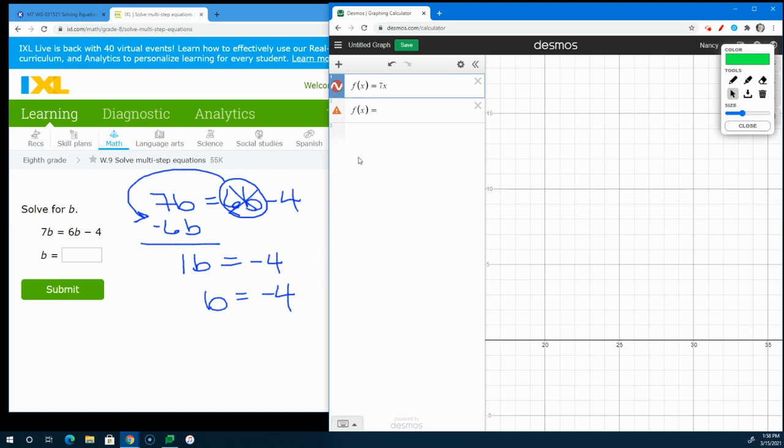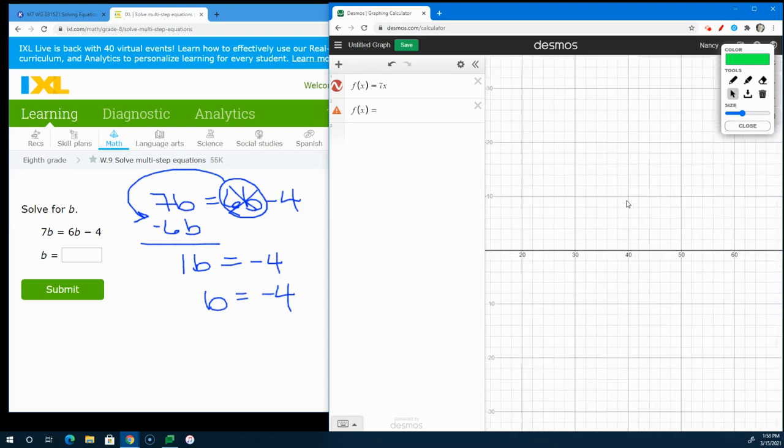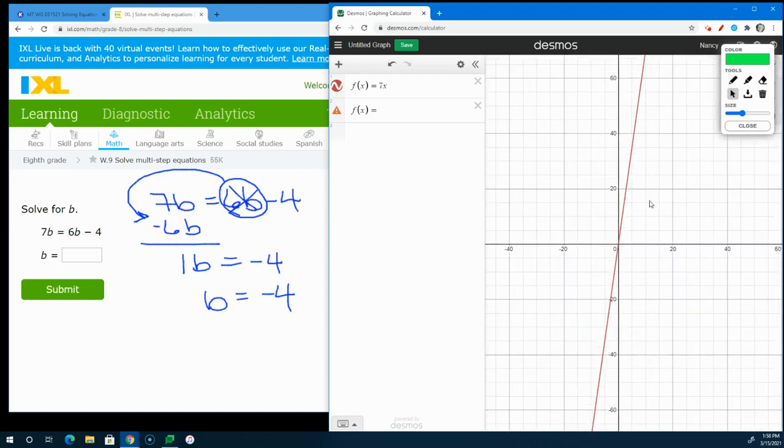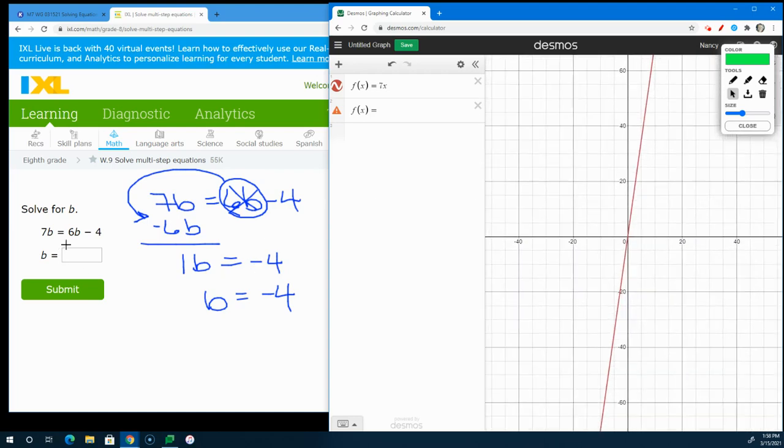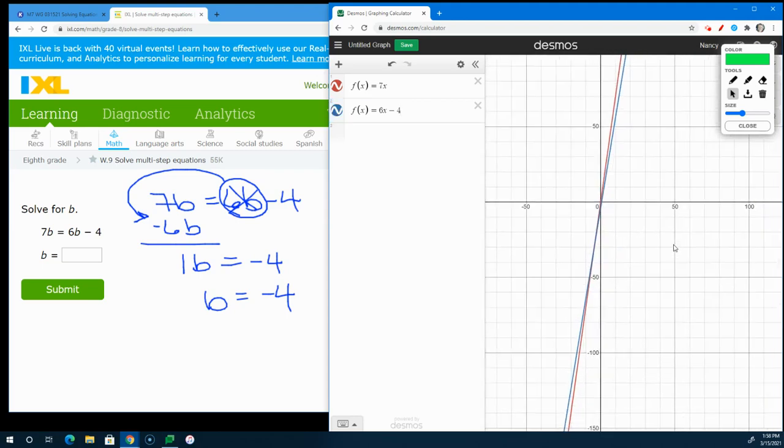I also have to make it visible. I have made it invisible. Okay, so let me see if you can find that line. There it is. Okay, so it's that red line right there. The other side was 6b minus 4, but remember I need to make it 6x minus 4. So all of the variables have to be x's. Okay, let's see if we can find, oh, I made it invisible. There it is.